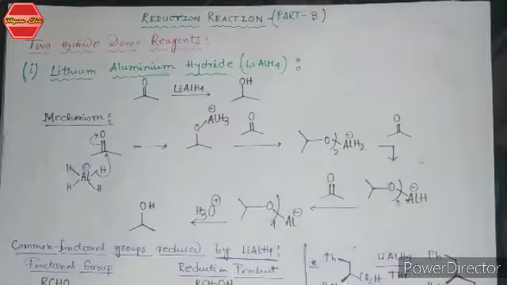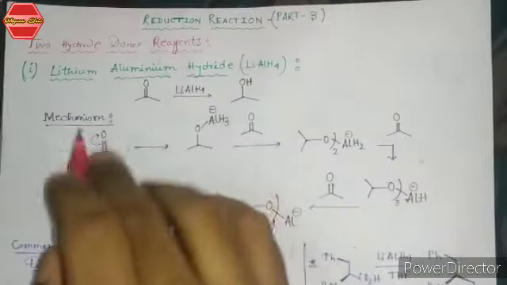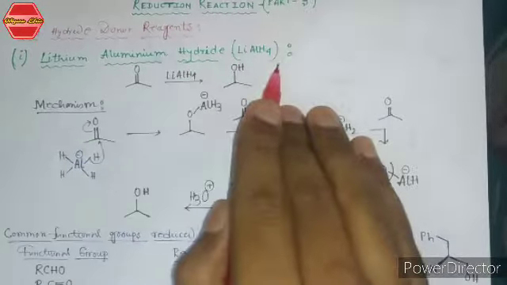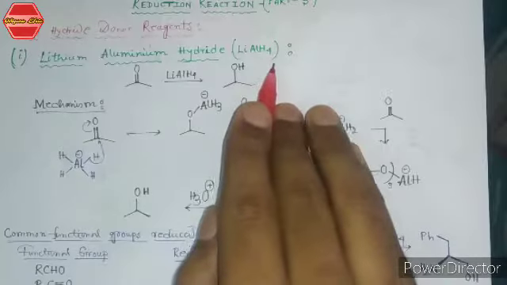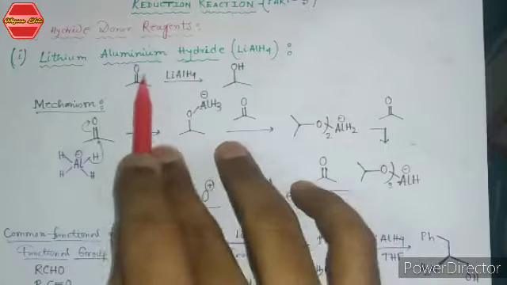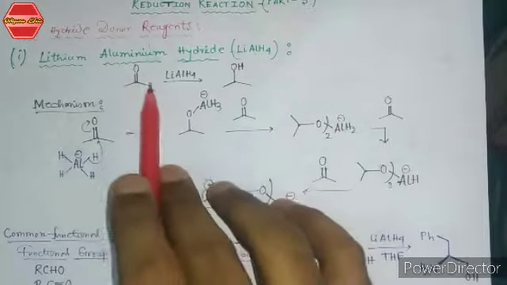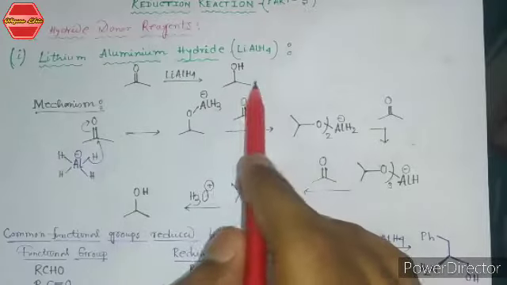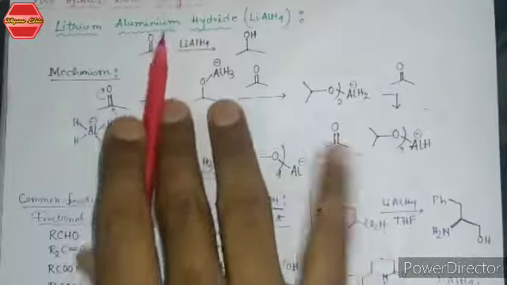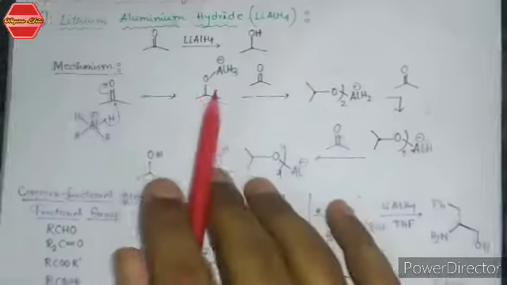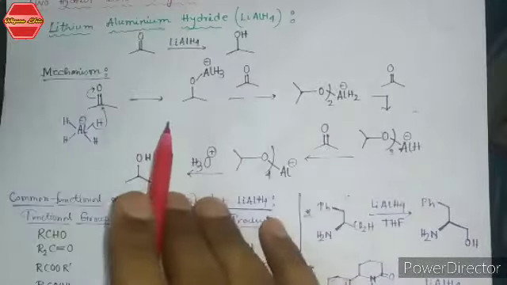Okay, so let's start. First we are taking the compound which is very well known and popular, that is lithium aluminium hydride. This lithium aluminium hydride can reduce a ketone to the corresponding alcohol. This is the basic reaction. Now let's have a look at the mechanism and how these reactions proceed.